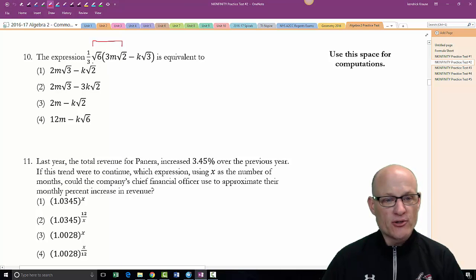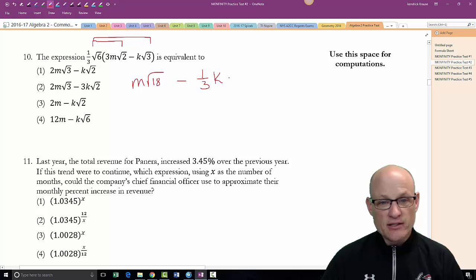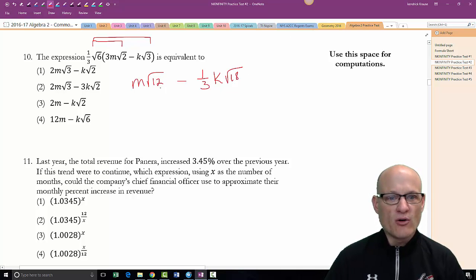This is going to be 1/3 times 3 is 1, so this is going to be m square roots of 18 minus, and then 1/3 times k would be 1/3 k. Oh, this should be not 18. Sorry, this should be 12. 6 times 2 is clearly 12. Square root of 18. I was wondering why I was ending up with the same square root of 18. That should be the square root of 12.